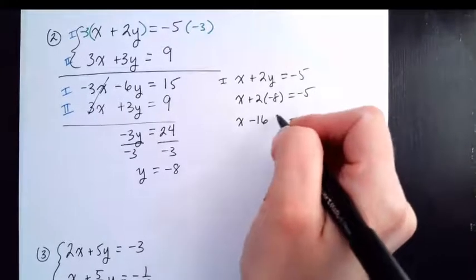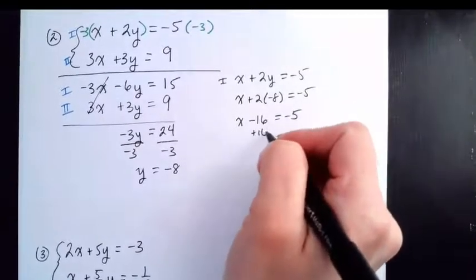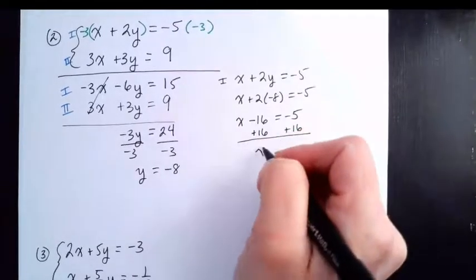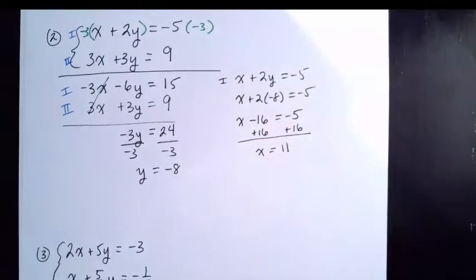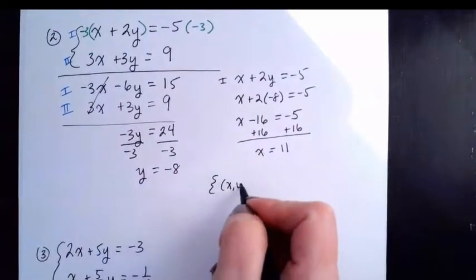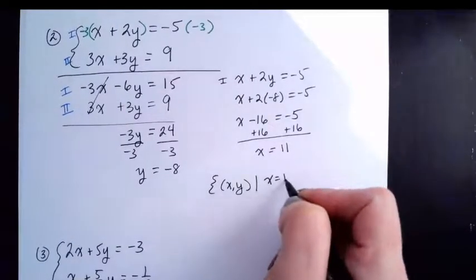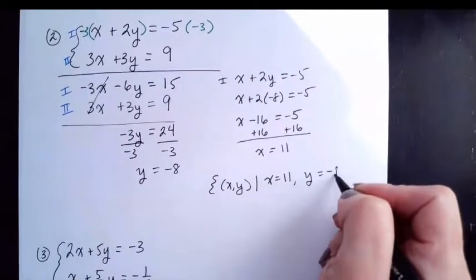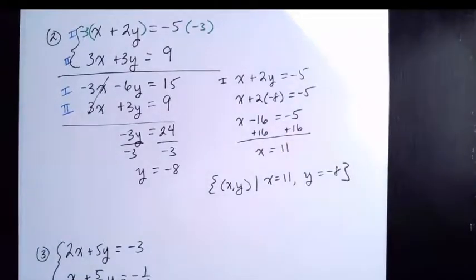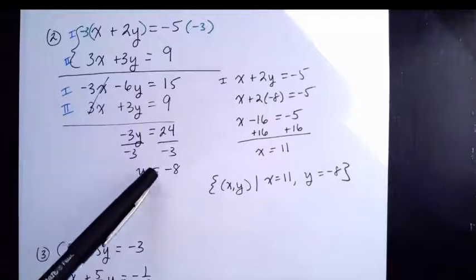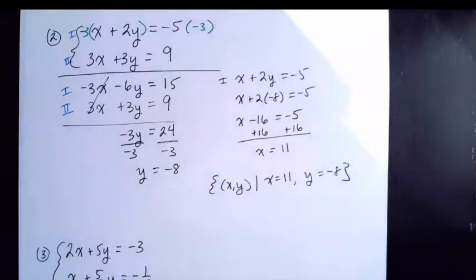So x minus 16 equals -5. Adding 16 to both sides, I have x equals 11. So my ordered pair, x comma y, would have an x coordinate of 11 and a y coordinate of -8. Right, so in that case, we had to multiply the first equation by an integer so that we had opposite coefficients for x. The x's were eliminated, we solved for y, we used that y to get the corresponding x value for the solution.